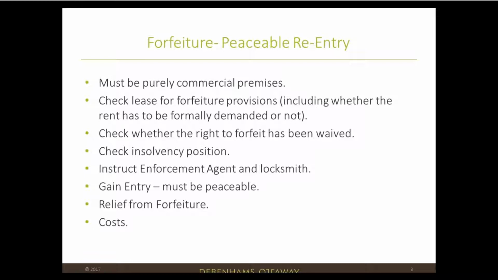The last thing to check is the insolvency position. We're not going to be going into that in detail today. We will be doing a webinar on the effect of insolvency on landlords at a later date, so watch out for that.